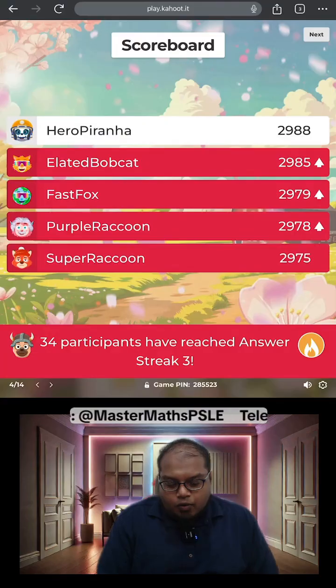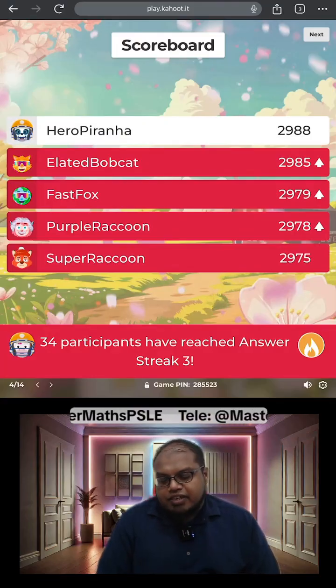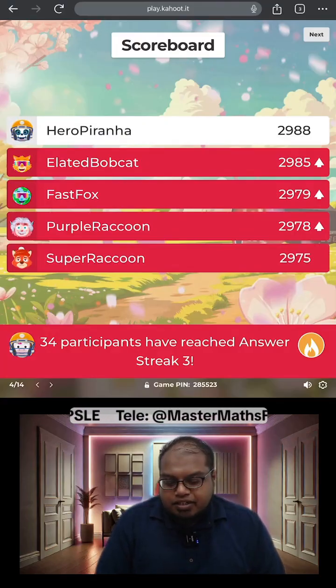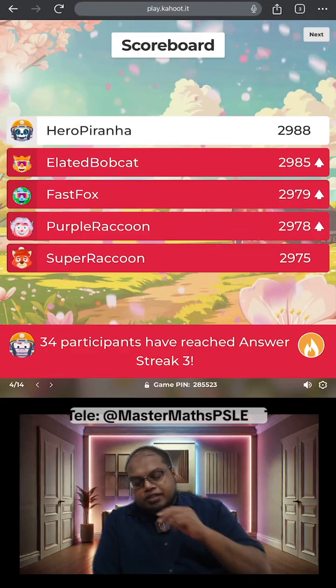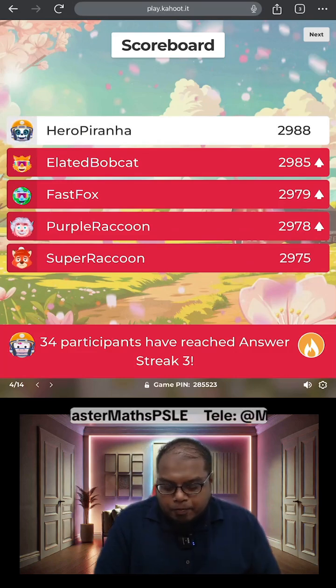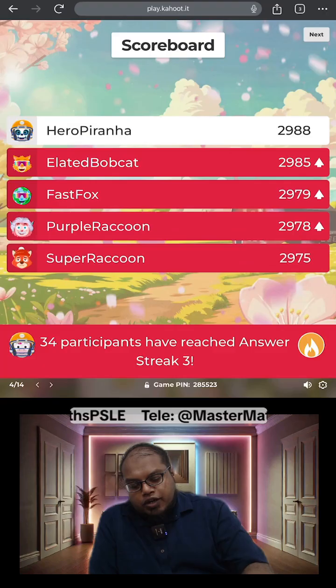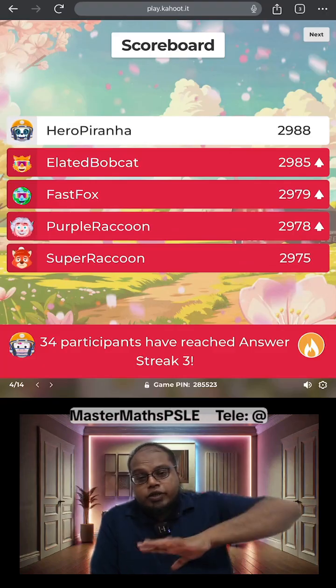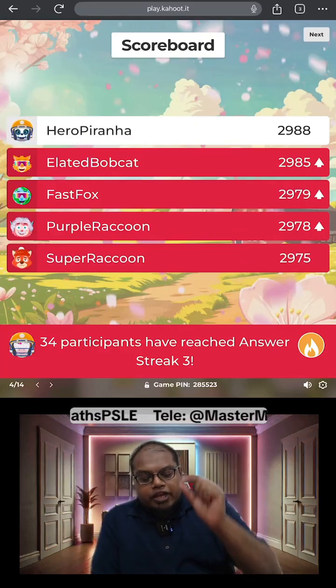Alright. Oh wow, lots of changes. Yes. Number 1 is the hero piranha. Okay. And closest with a number 2, difference of only 3 points, the elated bobcat. Number 5 is super raccoon. Alright. And all these 5 people have a chance to actually get the first position also. Their scores are all quite close.